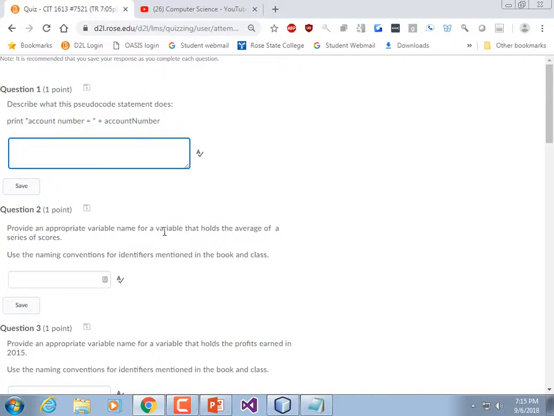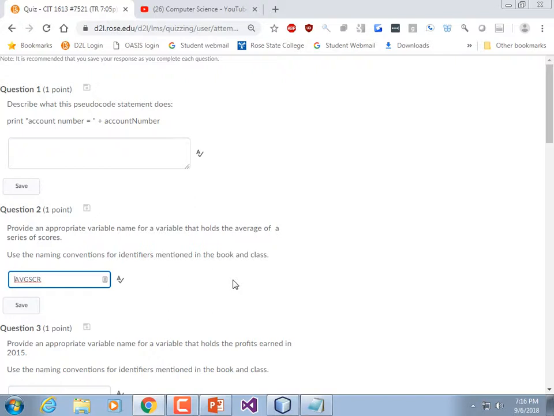Provide an appropriate variable name for a variable that holds the average of a series of scores. Use the naming conventions for identifiers mentioned in the book and in class. So, I don't know, score average, something like that. Average score, that'd be good. A, that's kind of lame. You know, capital, all caps, like that. Average score, that's not so good. And that kind of looks old school, back when languages didn't support lowercase letters in variable names.